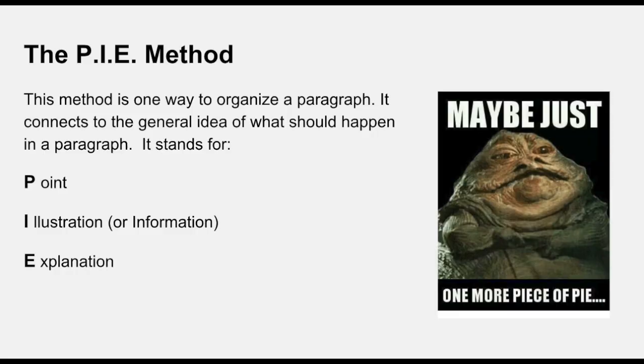So the P.I.E method is one way to incorporate quotes. And in class, we talked about orphan quotes and dropped quotes and those sorts of things that Trimble lists in his quoting chapter. And of course, over the weekend, you're going to read Annoying Way People Use Sources, the short article. So P.I.E is an acronym for a way to organize a paragraph, and it connects with the general idea of what should really happen in a paragraph. So it stands for point, illustration or information, and explanation.